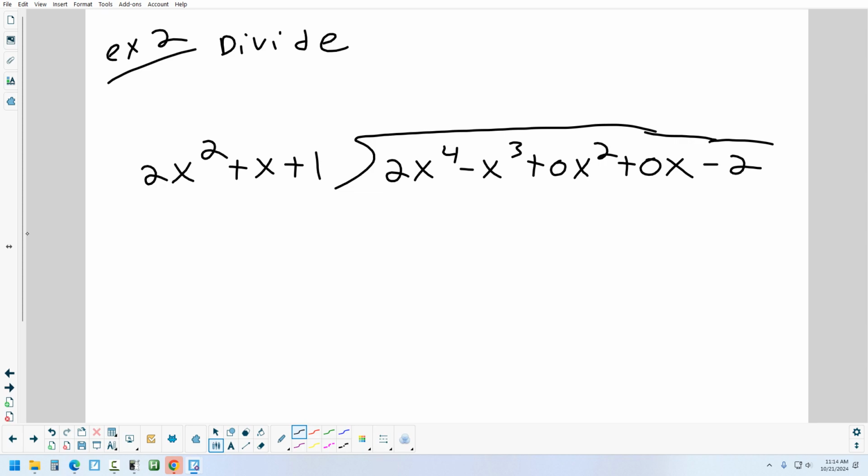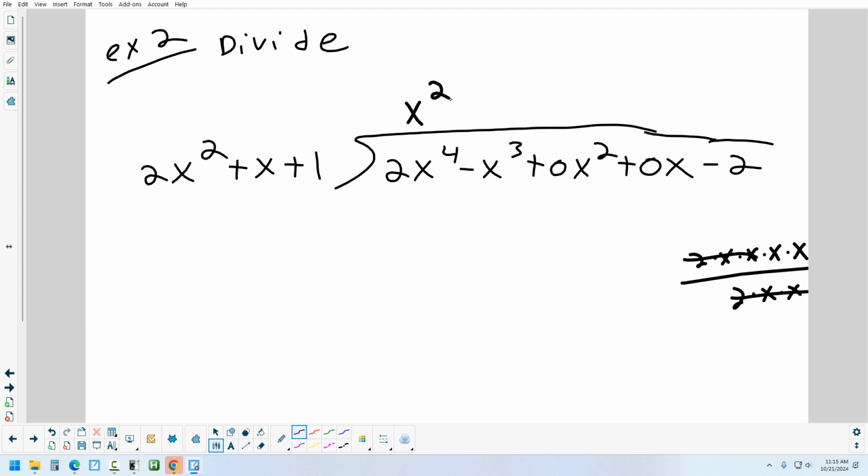Okay, what's going to be the first, and I just write this off to the side, what's going to be the first two things I divide in this one? 2x to the fourth over 2x squared. You don't have to write it this way. I'm just trying to help people out. When you simplify that, what's left? 2x over 2x, you're left with x squared.